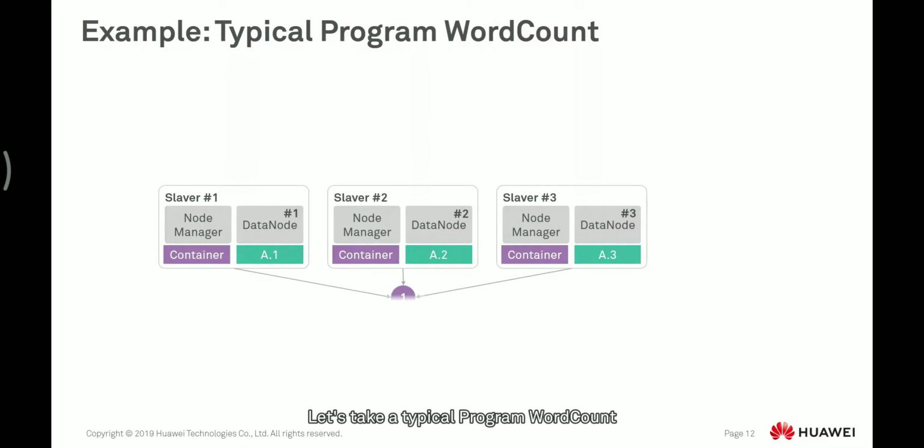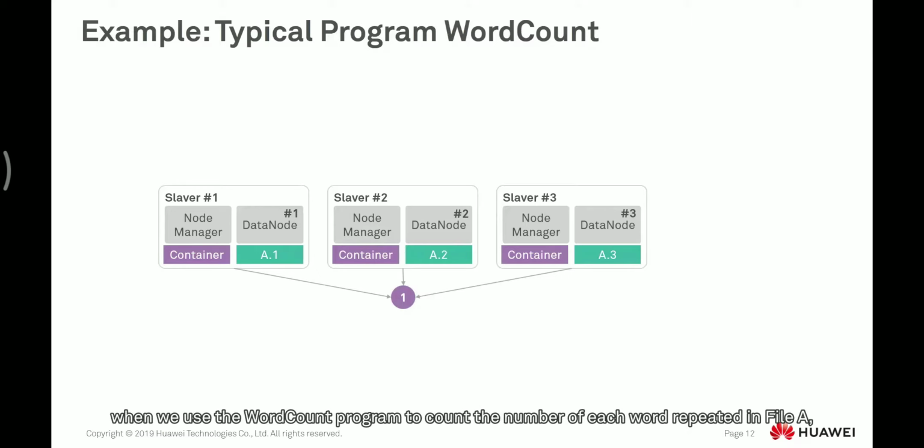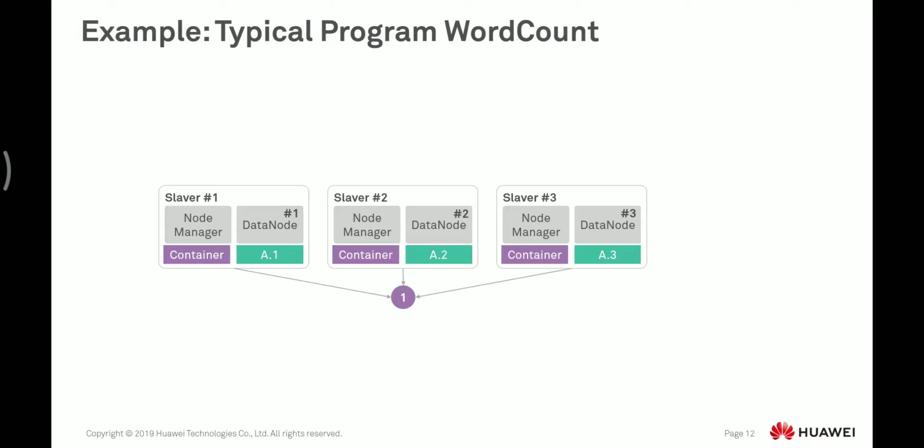Let's take a typical program, word count, as an example to better understand the working process of MapReduce. This program defines its own map and reduce functions that can analyze the number of times each word is repeated in a file. So for example, when we use the word count program to count the number of each word repeated in file A, the process is as follows.